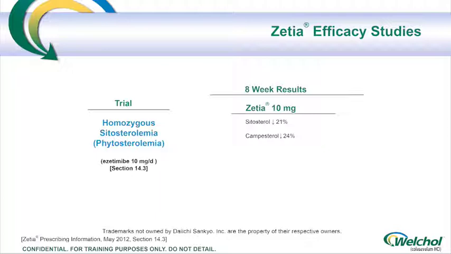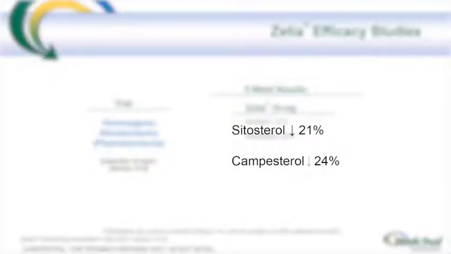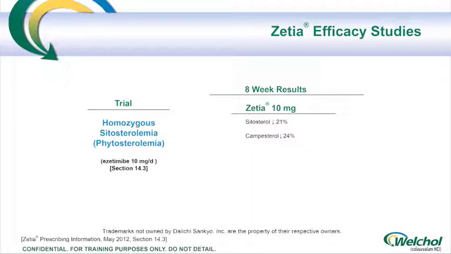In this multi-center, double-blind, placebo-controlled 8-week trial, 37 patients with homozygous cytosterolemia with elevated plasma cytosterol levels greater than 5 milligrams per deciliter on their current therapeutic regimen were randomized to receive Zetia, N equals 30, or placebo, N equals 7. Zetia significantly lowered plasma cytosterol and composterol by 21% and 24% from baseline respectively. In contrast, patients who received placebo had increases in cytosterol and composterol of 4% and 3% from baseline respectively.